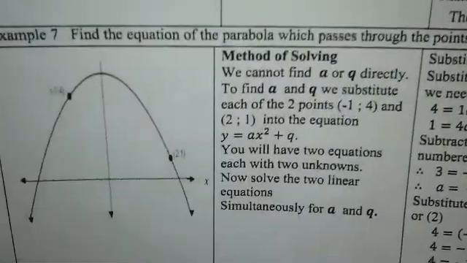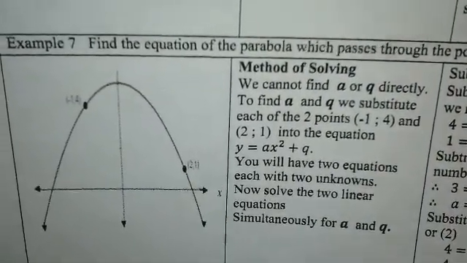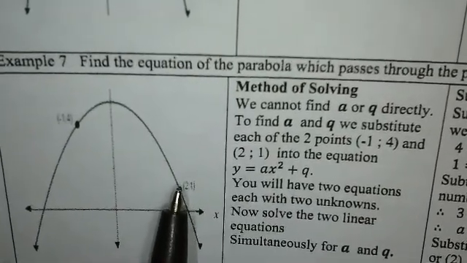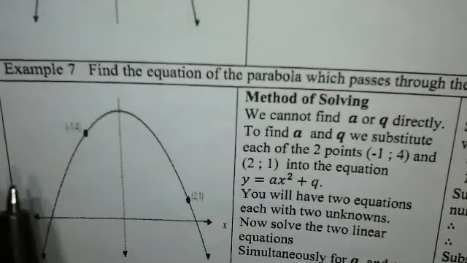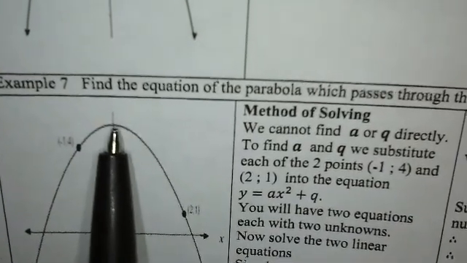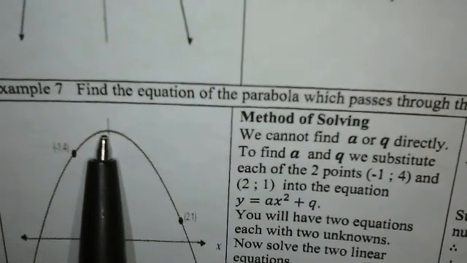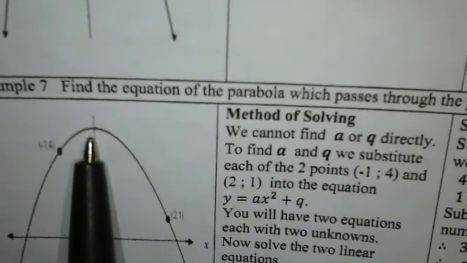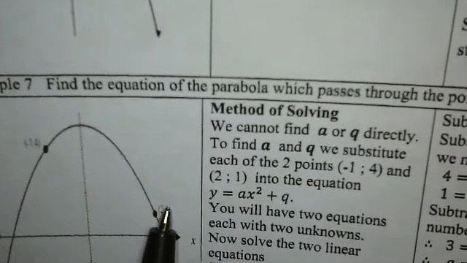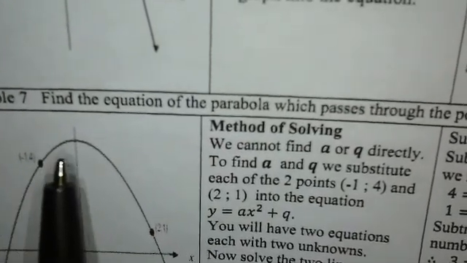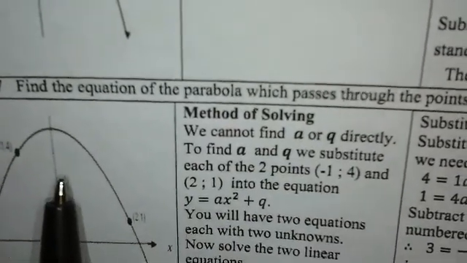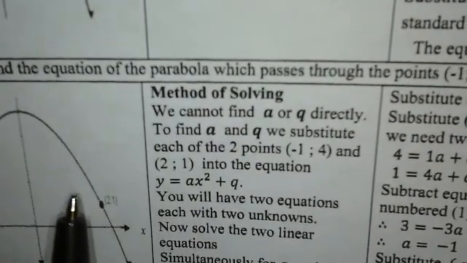What if the turning point or the y-intercept is not given? You only have two different points there. Can you see you've got (2, 1), it's just a point, and then you've got (-1, 4), it's just a point. There's no turning point, no y-intercept given. So now what you must do is substitute the one point, x and y, and substitute again x and y. You're forming two equations, and then you solve them simultaneously.